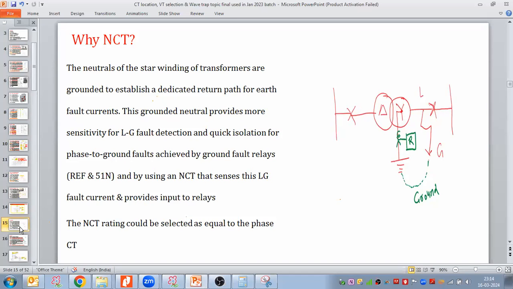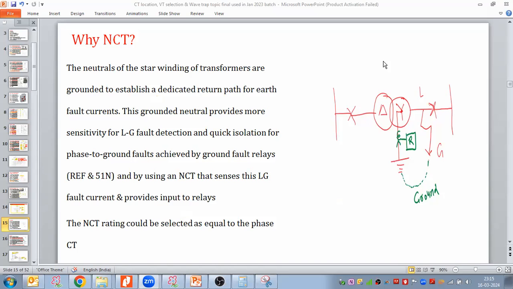Sir, one more doubt. What is the position of the NCT, other than solid grounding? If you are using a star or something, from the earthing point, first the NCT will come, or that star resistive earthing system will come. See, first your grounding system will come.